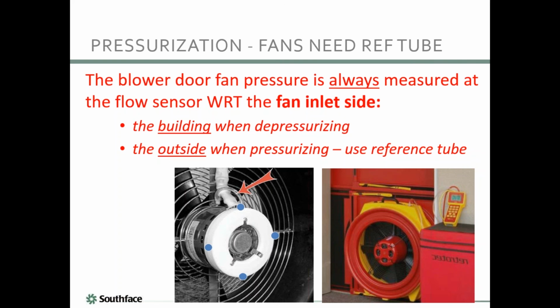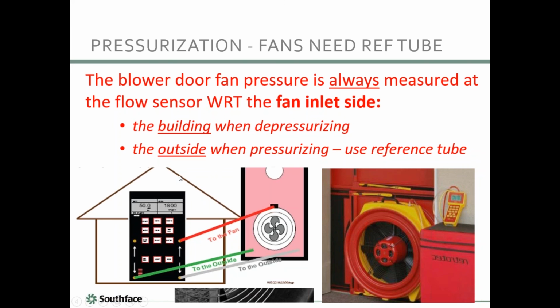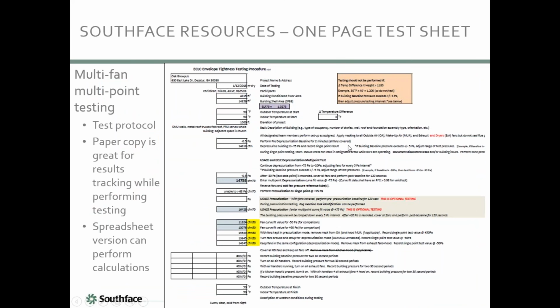Just thought I'd mention that technically when you measure, what you're measuring is the fan pressure with reference to the fan inlet side. And when you depressurize, the fan inlet side is usually where you're standing in the building. So normally when you depressurize, you just need a typical two tubes, 1 for building pressure, 1 for fan pressure, and your gauge is right there at the fan inlet side. If you were to flip the fan around and blow air into the building to pressurize it, you need to run another reference tube to the outside also, on the fan pressure side, so that your reference is on the same side as the fan inlet side.